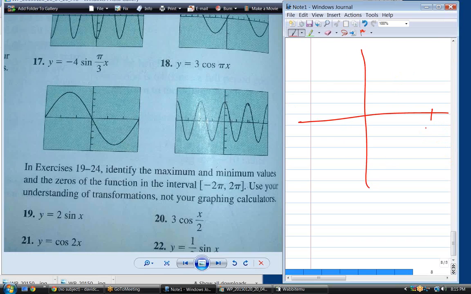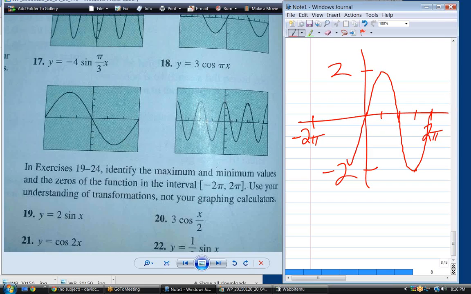So this is going to go to 2 pi because, in other words, b is 1. The amplitude is 2, so I'm going to go up to 2, down to minus 2. I'm going to quarter point that thing. Make sure that I go up to the maximum, down through there, down to my minimum, back up to there. And they want me to go from minus 2 pi to 2 pi, so I've got to draw it out to minus 2 pi also.